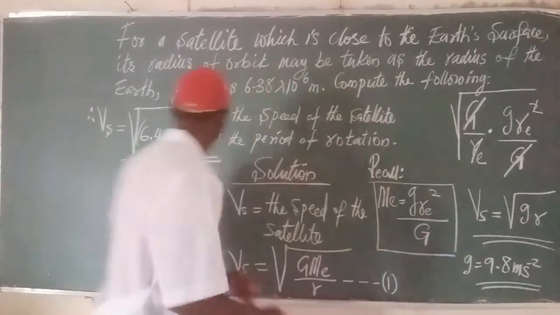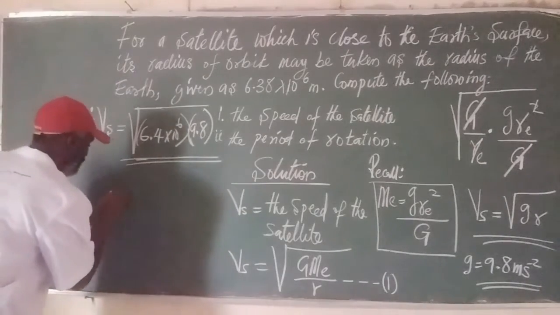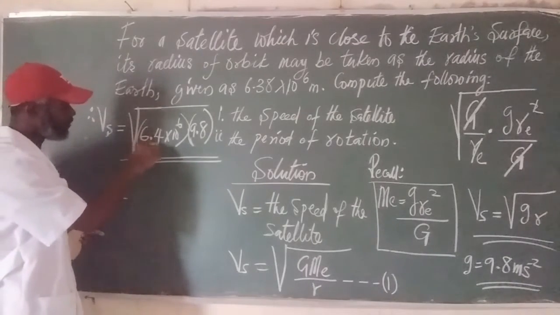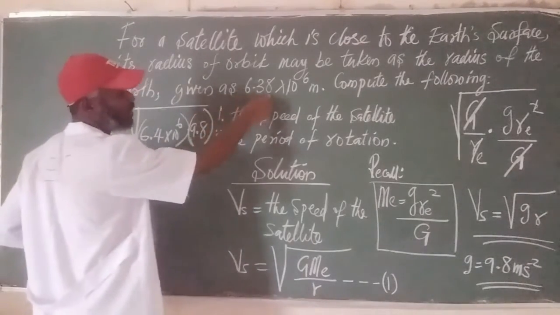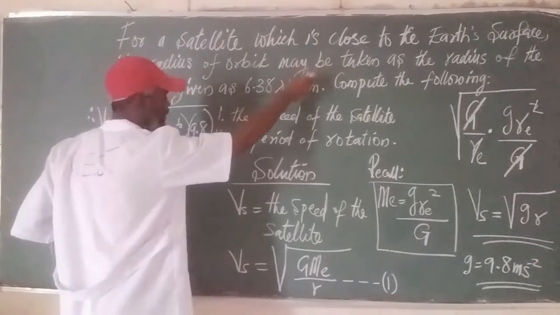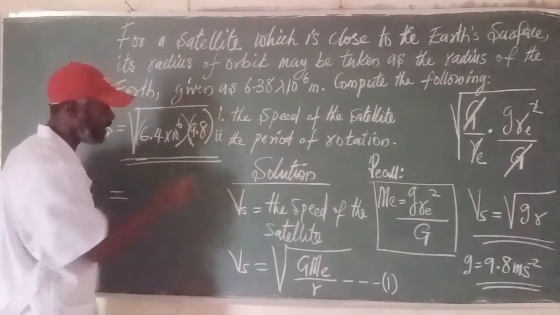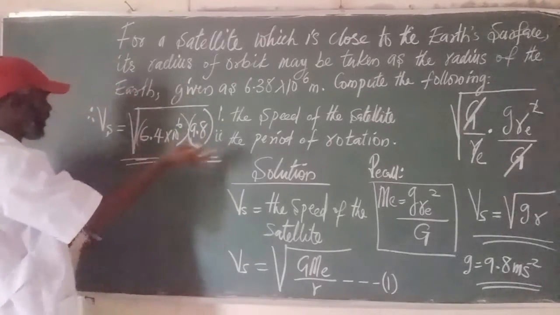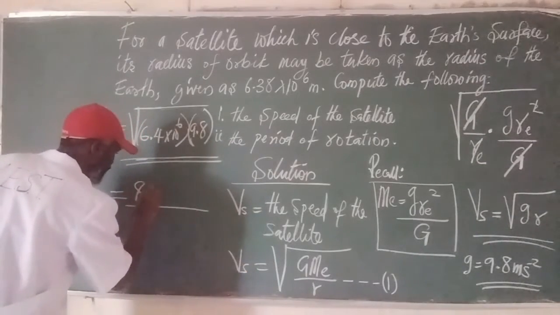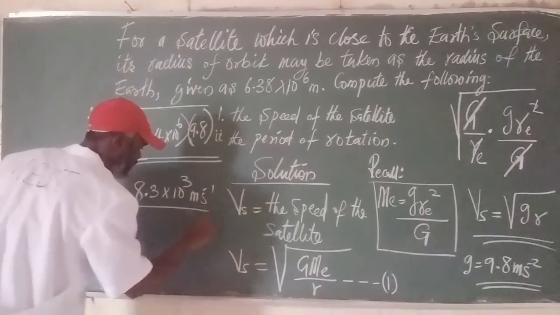By the time we simplify and find, if we now further simplify this by simply saying 6.4, this is an approximation of 6.38, so take note. Approximation of 6.38 times 10 raised to the power 6, that's what you're seeing here. And then g, the small g, acceleration due to gravity, is 9.8. So if we simplify all this, we are going to have the answer as 8.3 times 10 raised to the power 3 meter per second, right?